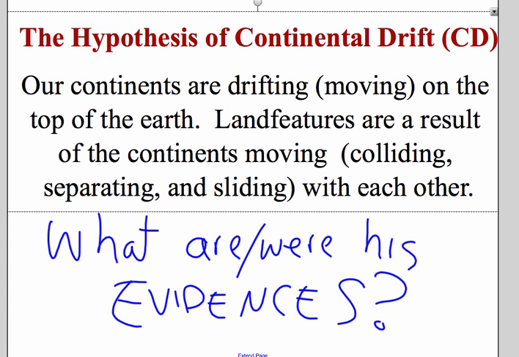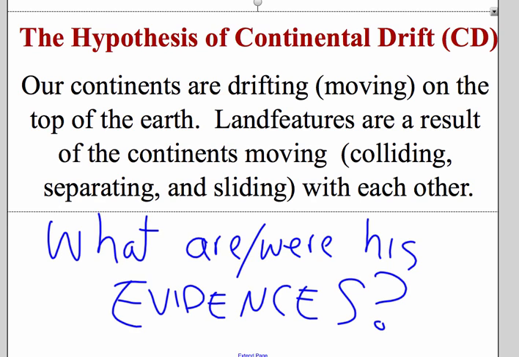So what was Wegener trying to do? Well, he was trying to figure out why we have land features where we have them on planet Earth. He came up with this whole hypothesis called continental drift, which is basically saying the continents are drifting around on top of the Earth. And as they move, collide, separate, etc., they create all these landform features that we see, mountain ranges and valleys and volcanoes, etc.